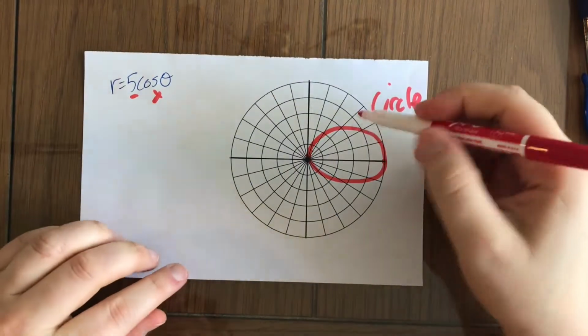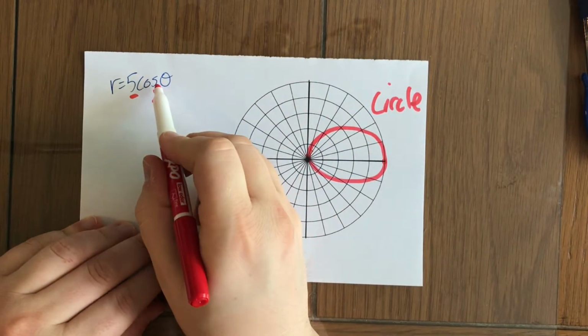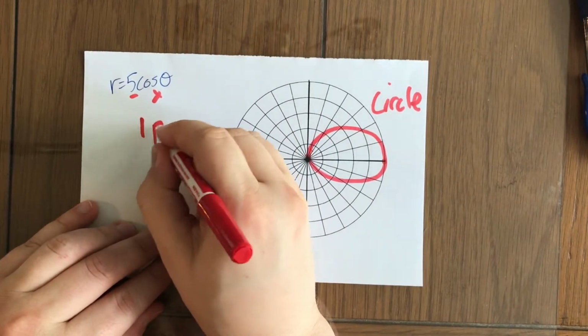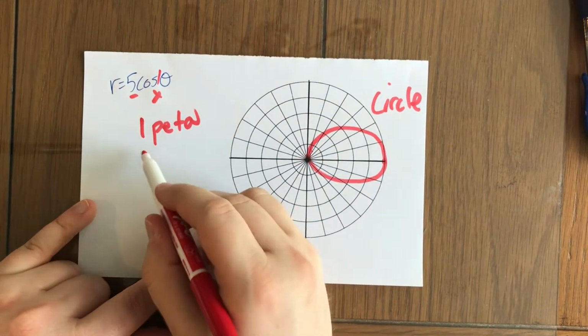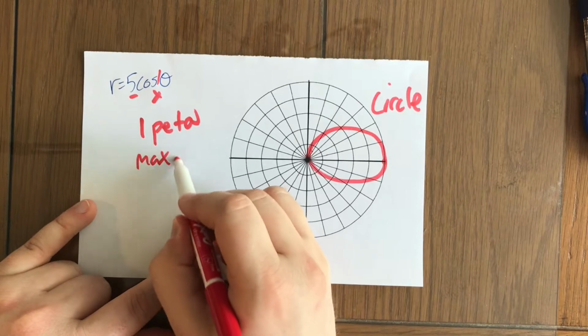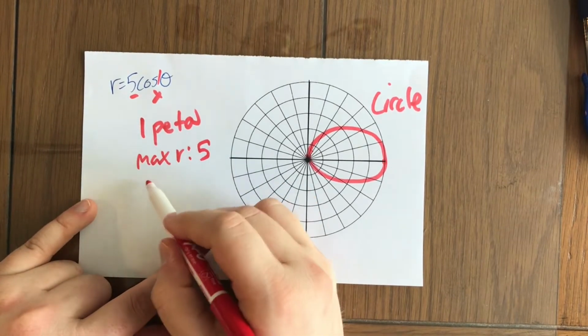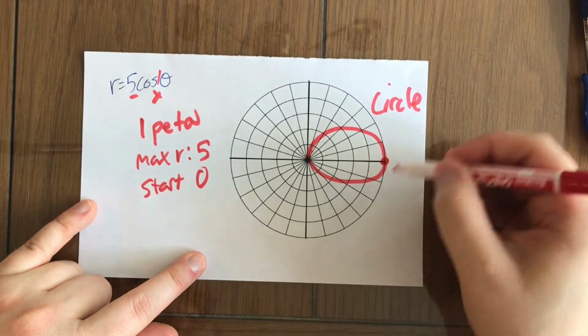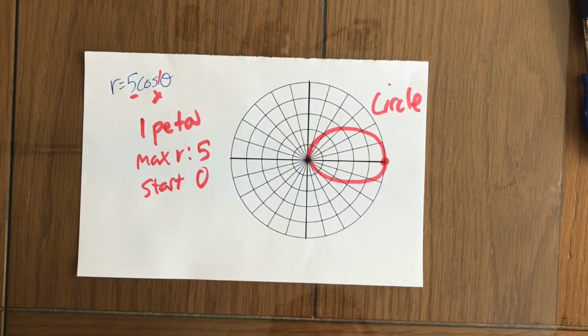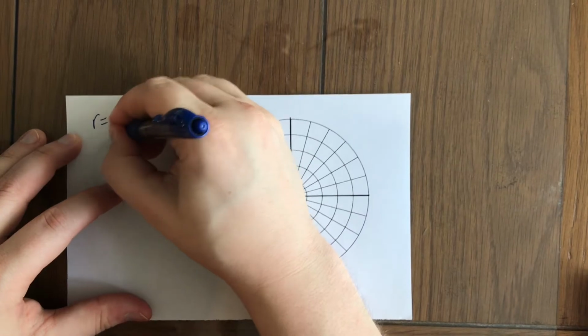Now, one thing that we can actually do when we're thinking about this is connect this to rose curves. This is actually a one-petal rose curve. It follows the same pattern. The k value is 1. That means that we can find the max r, which is going to be 5. It starts, because it's cosine, at 0. So here we go, 0, and we have a single petal. Done.